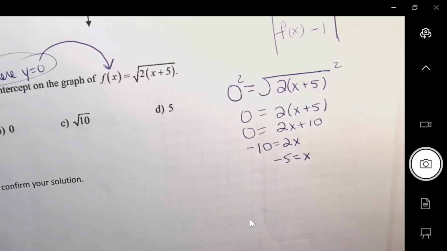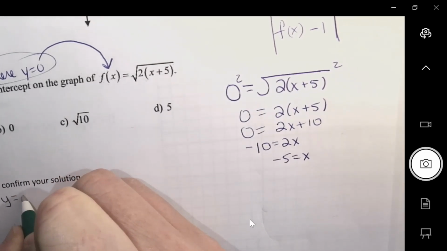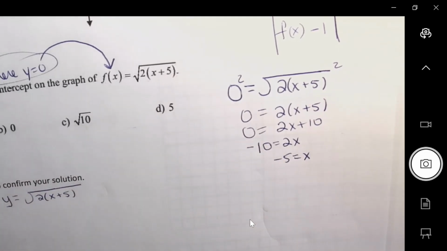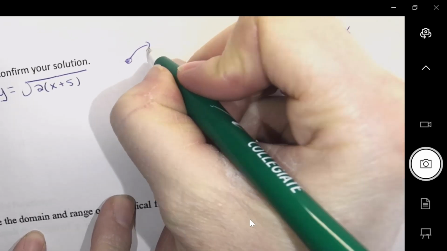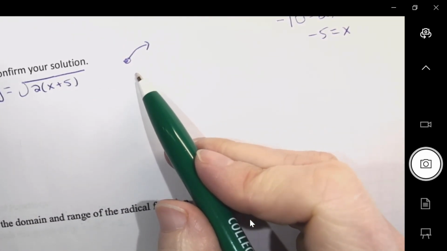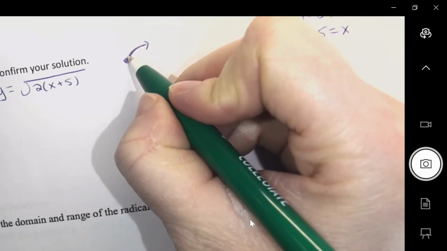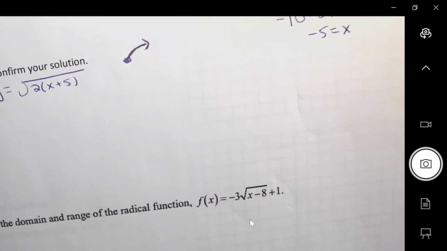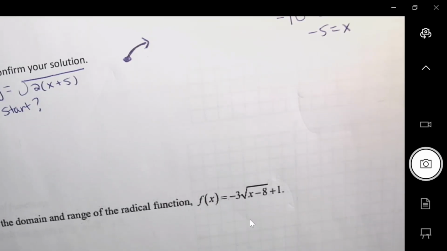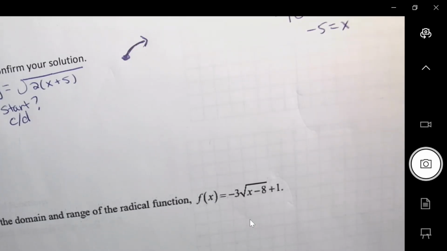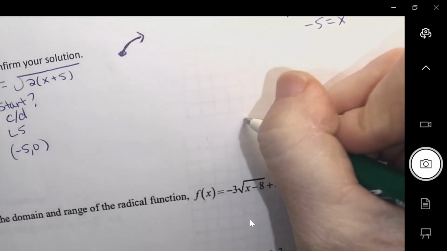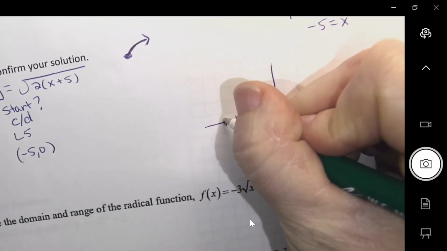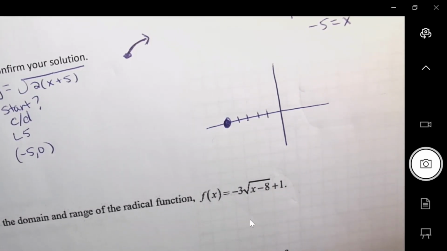Okay, so let's graph this. So it's a radical. You better understand just the general shape of radicals, which if you have a basic radical, that's their general shape, right? So where do you start? You are going to look for any C's or D's that move your starter. So we need to start left 5. So there's my starter, left 5.